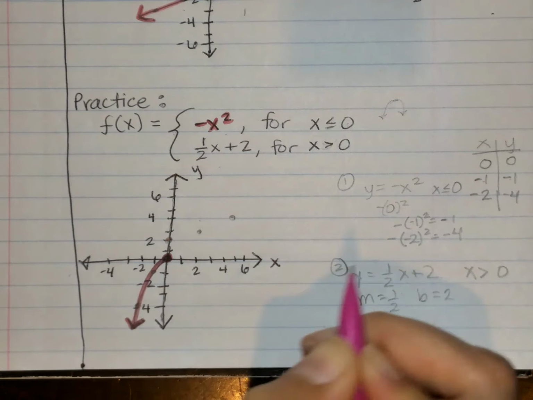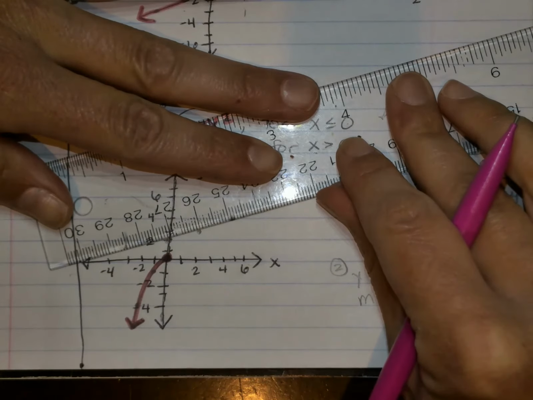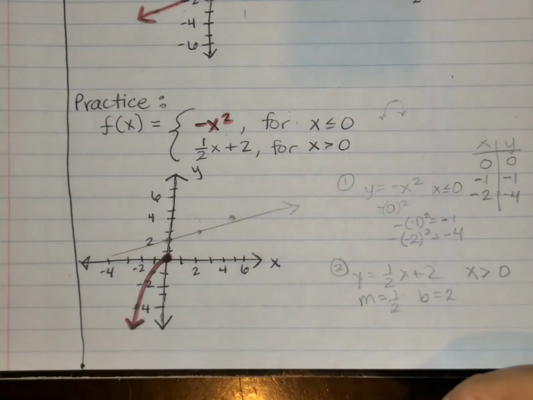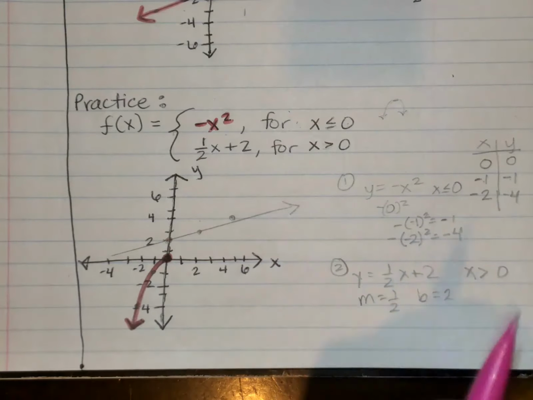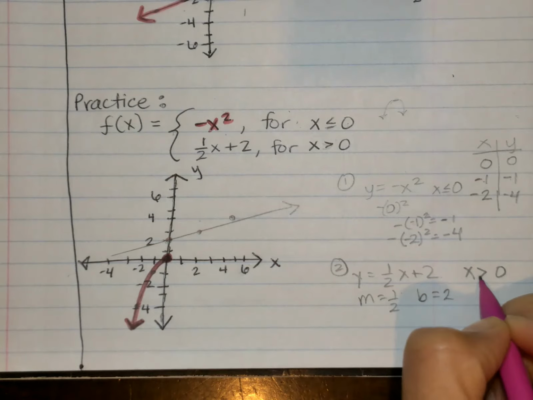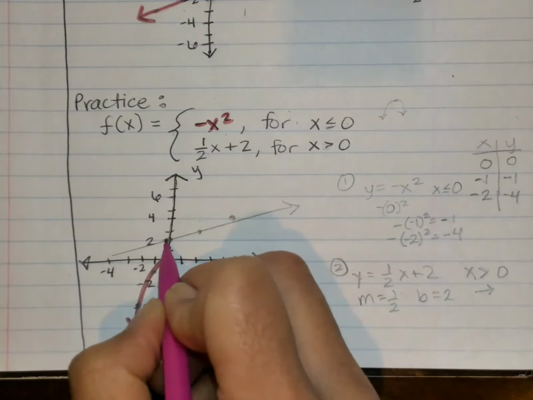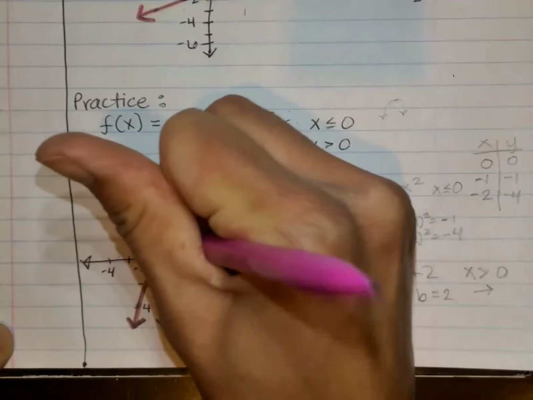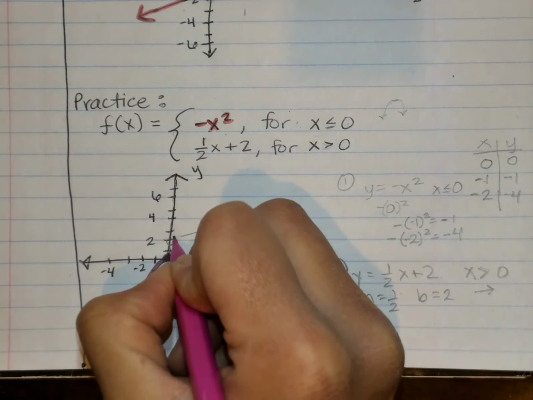That's probably enough, and I could use my ruler and make a straight line. If I'm not thinking, sometimes you're working and you're not thinking, I might just do a long line like that. But then I have to remember this line is only for x is greater than 0, only to the right of 0. So I need to go back and erase this part all the way to when x is equal to 0. But it's not going to be equal. It's going to be an open circle.